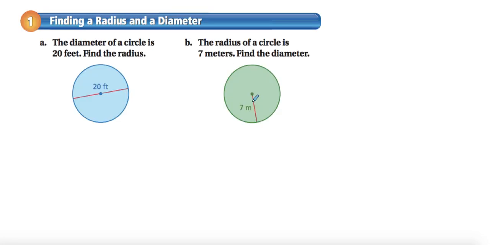Let's practice finding radius and diameter. So for problem A, the diameter of a circle is 20 feet. Find the radius. So I'm given that this whole length is 20 feet. Knowing that my circle has a center point, I can say that this length is 10 feet and this length is 10 feet. The radius is the length from the center to any point on the circle. So here my radius is 10 feet.